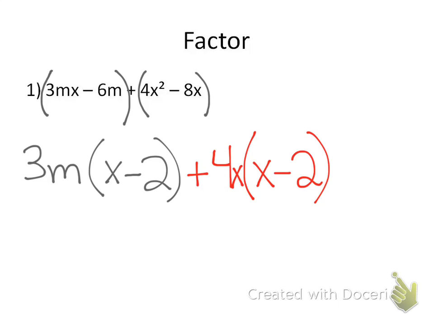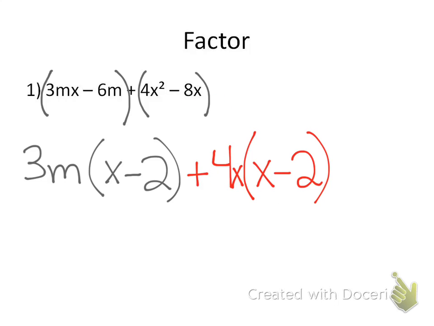All right, so just to recap in case you missed it. We grouped these 2 and 2, and then we pulled the GCF out of each of them. So the first 2 terms, the GCF was 3m, so I pulled that out front. It left me with x minus 2. And then the whole goal is to get the same leftovers back here. So we pulled out a 4x, and we got an x minus 2.